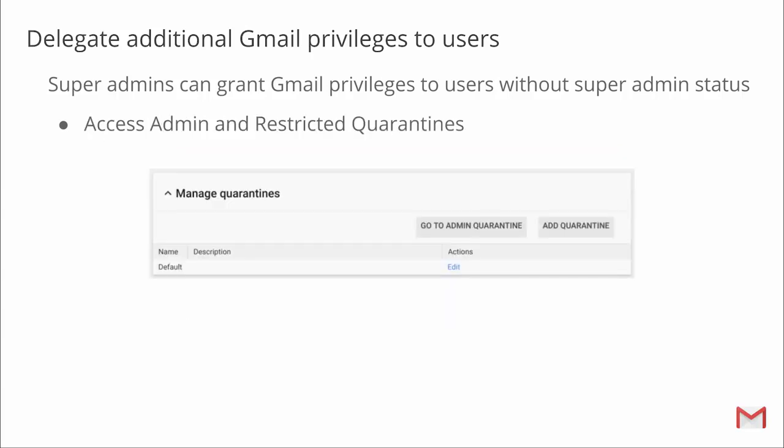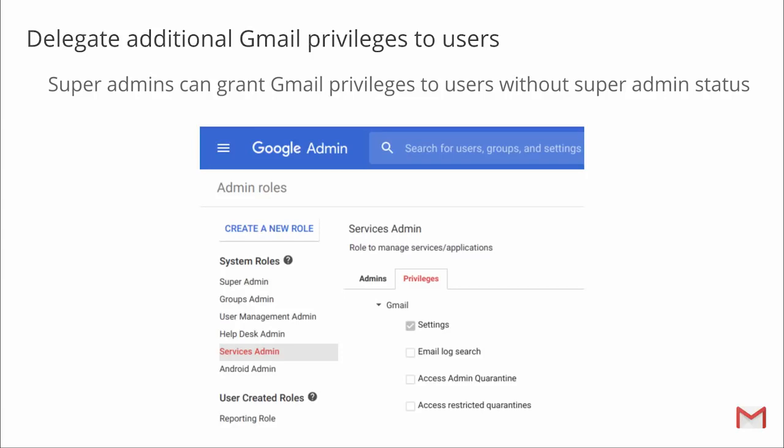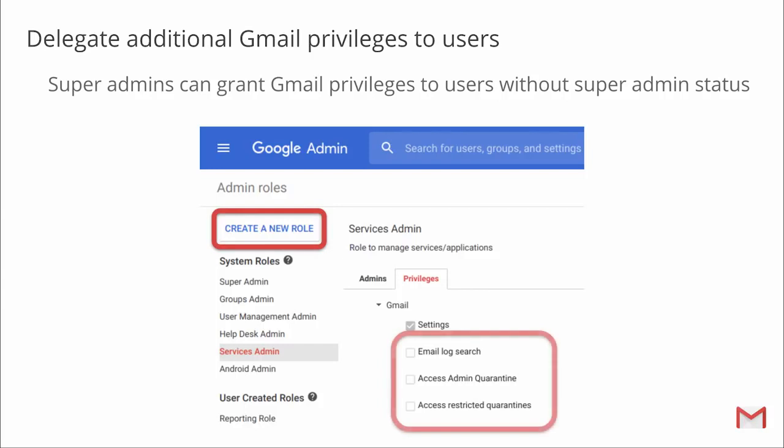You'll also be able to grant users access to the admin and restricted quarantines. This privilege gives a user the ability to allow or prohibit certain email messages from being delivered, helping to prevent spam, minimize data loss, and protect confidential information. Super admins can delegate these privileges to users by clicking Create a New Role in the Admin Roles section, and then selecting Services, Gmail, and select the specific privileges from the Privileges menu.